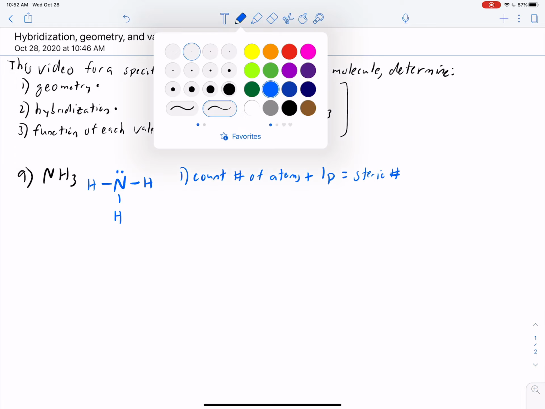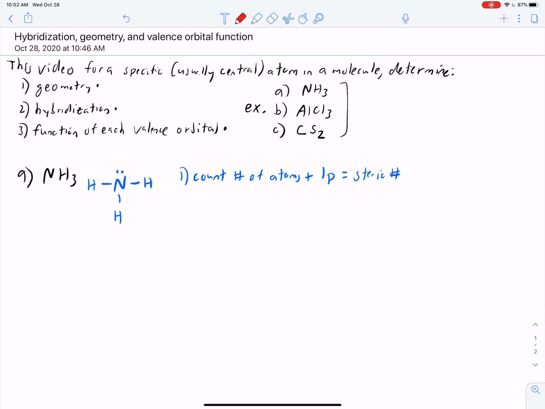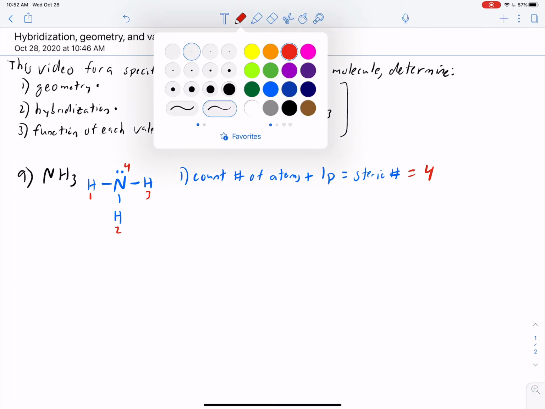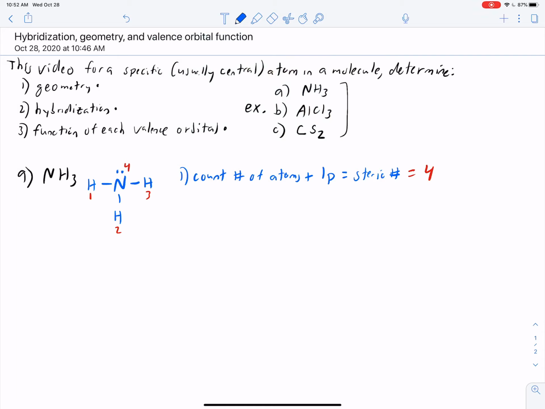And so I'm going to change colors, say, all right, so the number of atoms that are attached to the central nitrogen, well, there's an H attached directly to it, another H attached directly to it, and a third H attached directly to it. So that's 3. I'm also adding on the number of lone pairs. There's one more lone pair, so that's 4. So the steric number of this compound is 4. Once I know that the steric number is 4, that actually tells me the hybridization. The hybridization for a steric number equals 4 compound is sp3. And I forgot to write the geometry down here. The shape is tetrahedral.